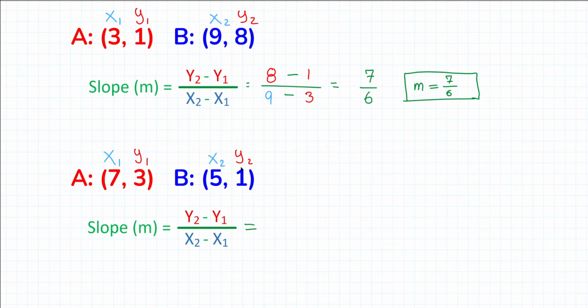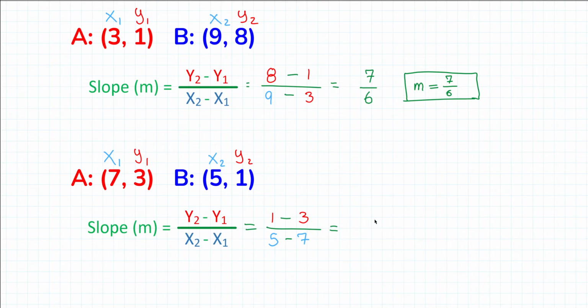y2 minus y1. 1 minus 3, over x2 minus x1, 5 minus 7. Now we solve, and if possible, simplify.